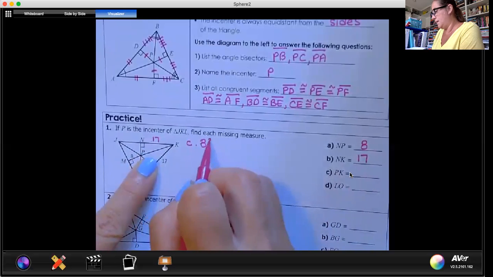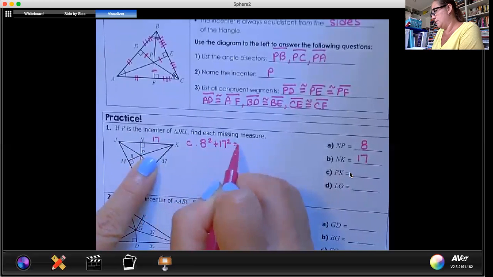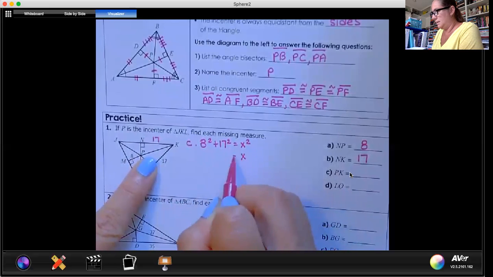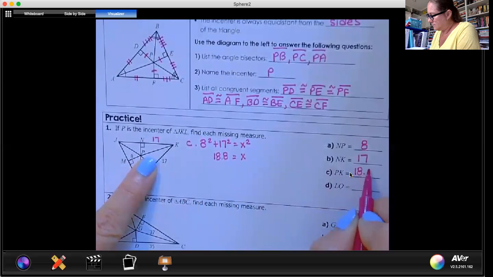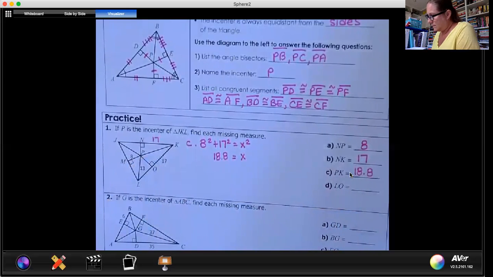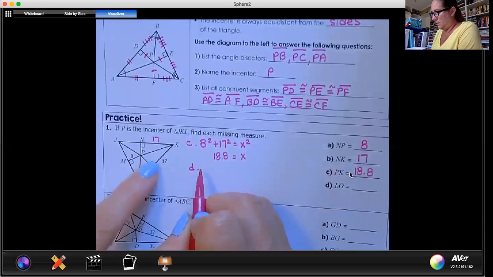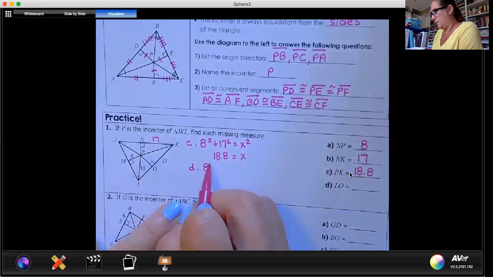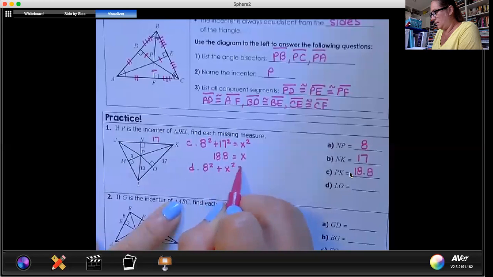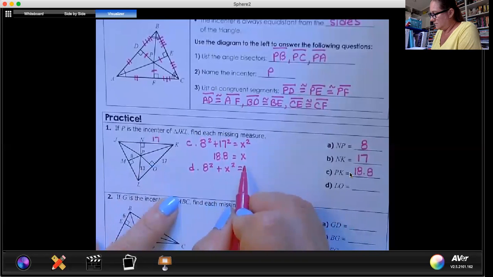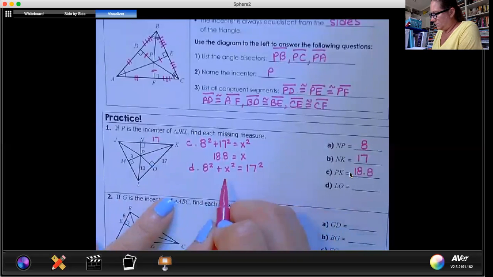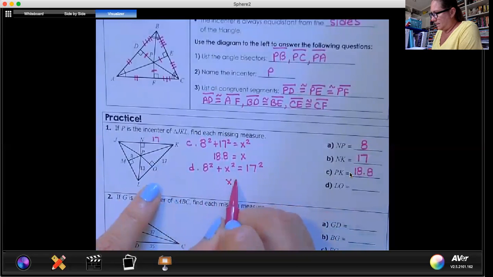So 8 squared plus 17 squared equals X squared, and X is 18.8. And then to find part D, LO, again, that's 8, so 8 squared plus X squared equals 17 squared. And so X is going to equal 10.2.